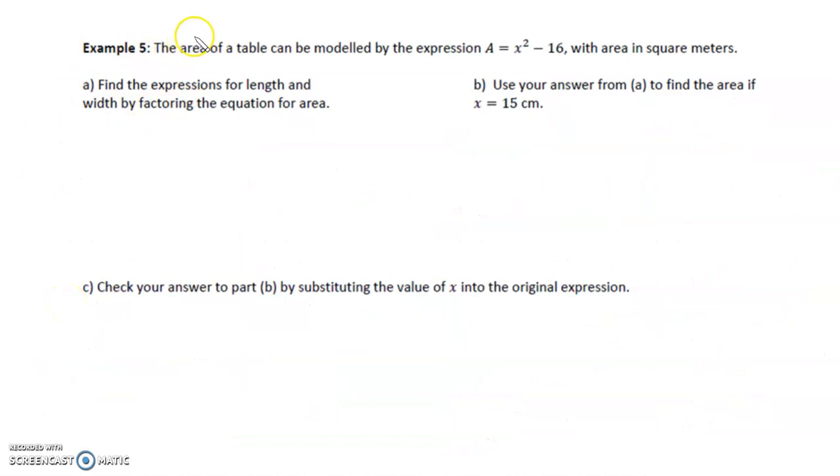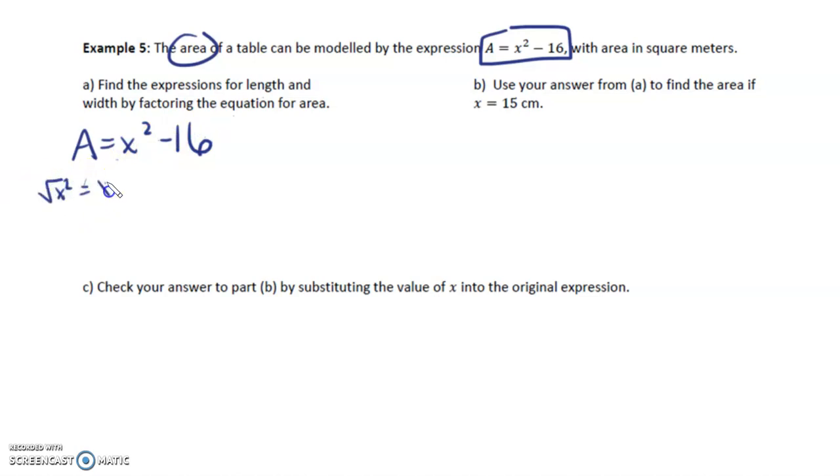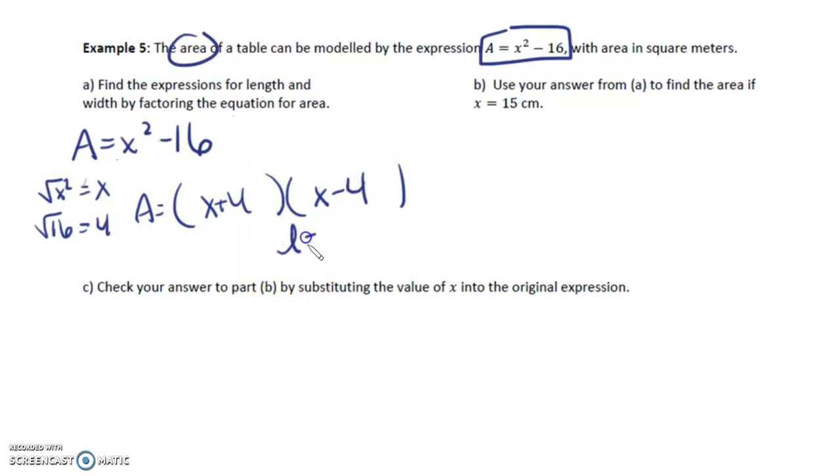Okay, last example, example 5. The area of a table can be modeled using this equation, with the area in square meters. Find the expressions for the length and width by factoring the equation for area. Okay, so we're going to start with the equation for area, and we know that this is difference of squares because there are two terms, you can root both, and there's a minus sign. So let's root x squared, and we get x. Let's root 16, and we get 4. Okay, so our area expression is x plus 4, x minus 4. That means our length is going to be one of these. Let's just call it x plus 4, right? Length and width are interchangeable, and width is x minus 4.